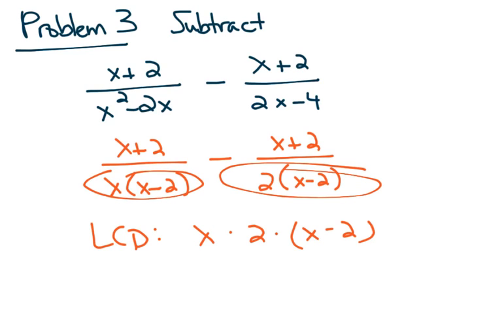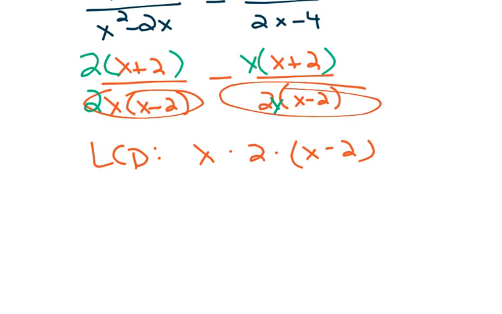So I want you to notice that both denominators already have an x minus 2. So I don't care about the x minus 2 right now. I do notice that the first fraction is missing a 2, and the second fraction is missing an x. And now I want you to notice I have a common denominator. But I have to do some multiplying in the numerator, and this is where we're going to be careful.